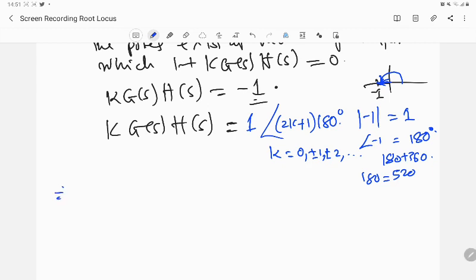So this is the knowledge we can find easily from this. And this implies that we have to make sure that the magnitude of this is always equal to 1, and then that can help us to find k. So let's interpret it.